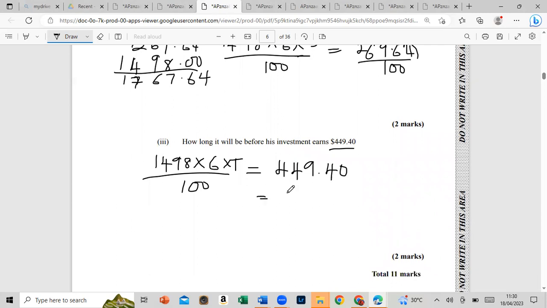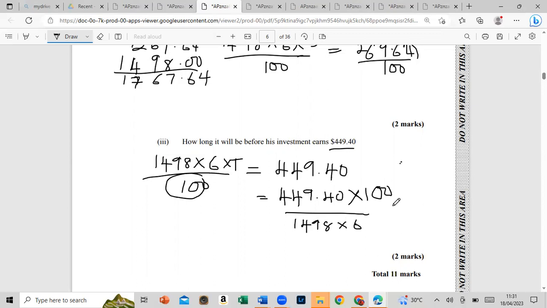So we write back this and then we multiply by 100 because we are transposing. When we make t the subject, this will become the formula. So this is being divided here, so times. If you don't know these stuff, go back to my earlier videos on simple interest. And then we divide by 1498 times 6.